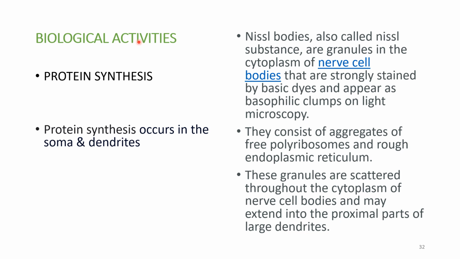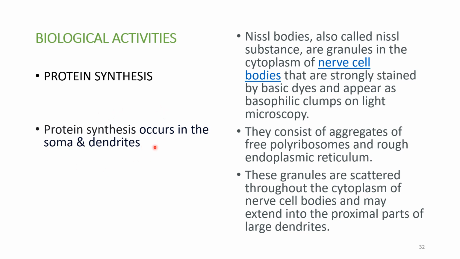Now coming to the second topic in this video, that is biological activities. What are the biological activities of the nerve? First coming to protein synthesis. In these biological activities we are going to discuss protein synthesis, axoplasmic transport, metabolism and heat production in the nerve fibers. So first coming to protein synthesis.